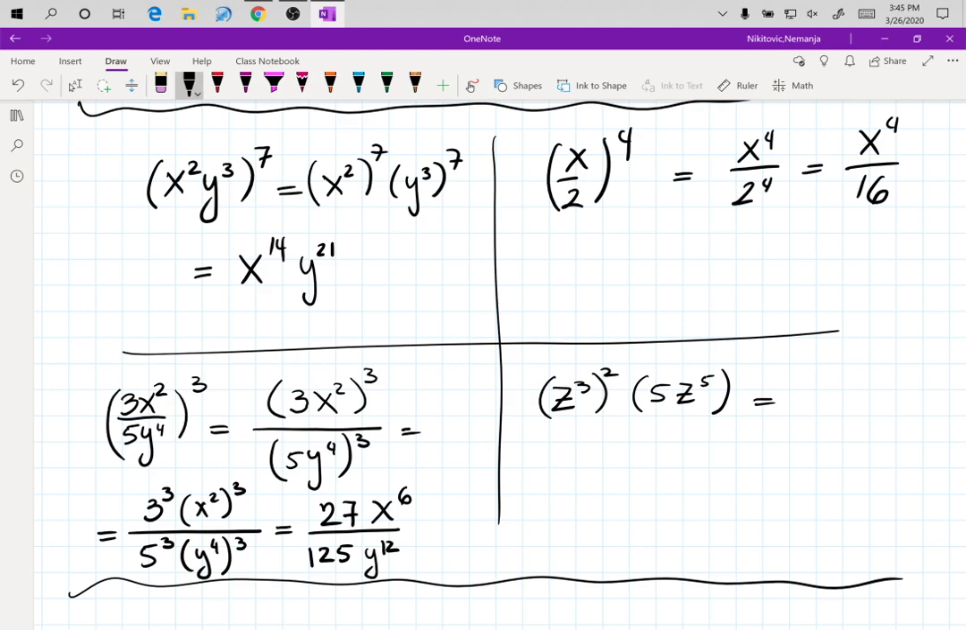The last one, z to the 6 times 5z to the 5, which is 5z to the 11.